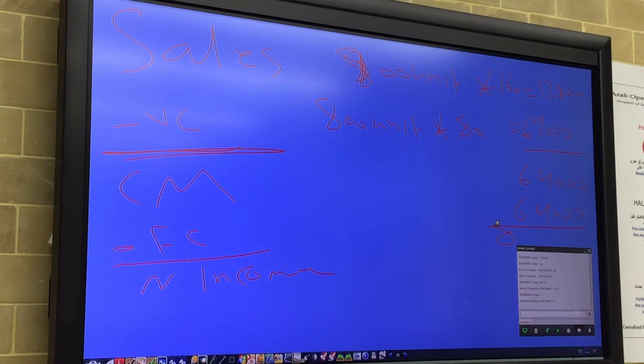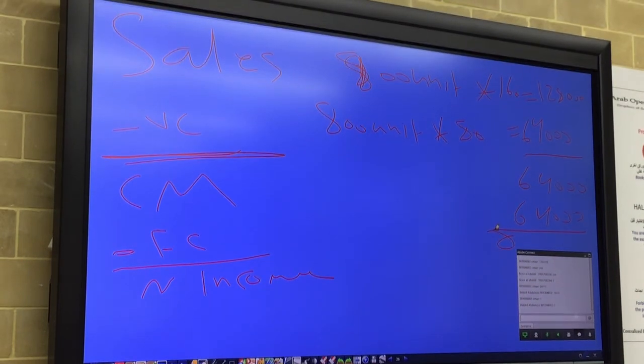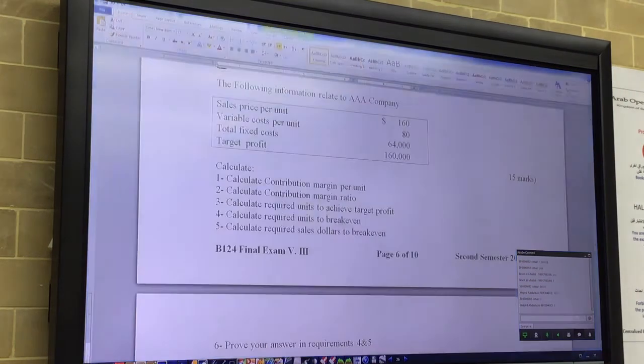Okay? So from the contribution margin income statement, you need to use the break-even point in units. Okay, so 800, this is the break-even point in units. Multiply by the price, multiply by the variable cost per unit. The difference between sales and variable cost gives you the contribution margin. Contribution margin minus the fixed cost, you must have net income equal to 0. What have you seen?